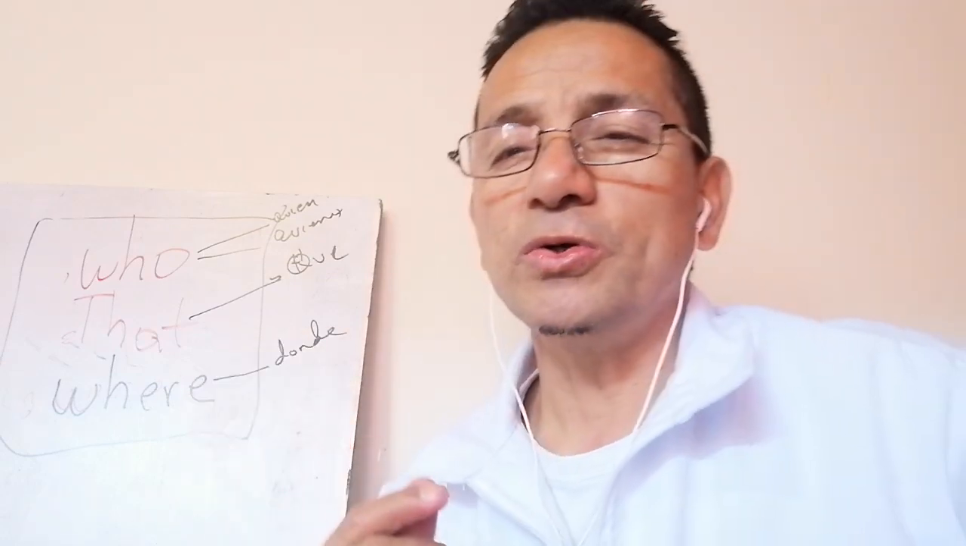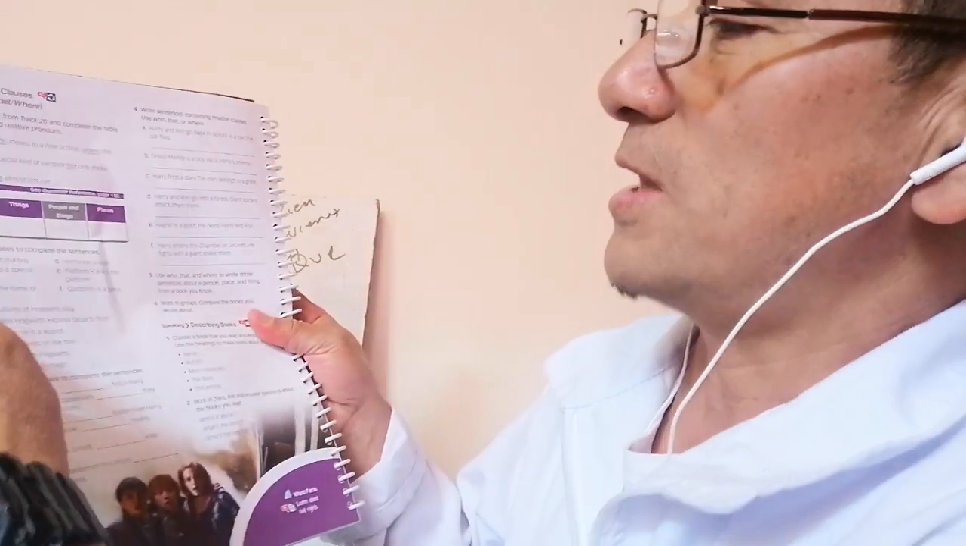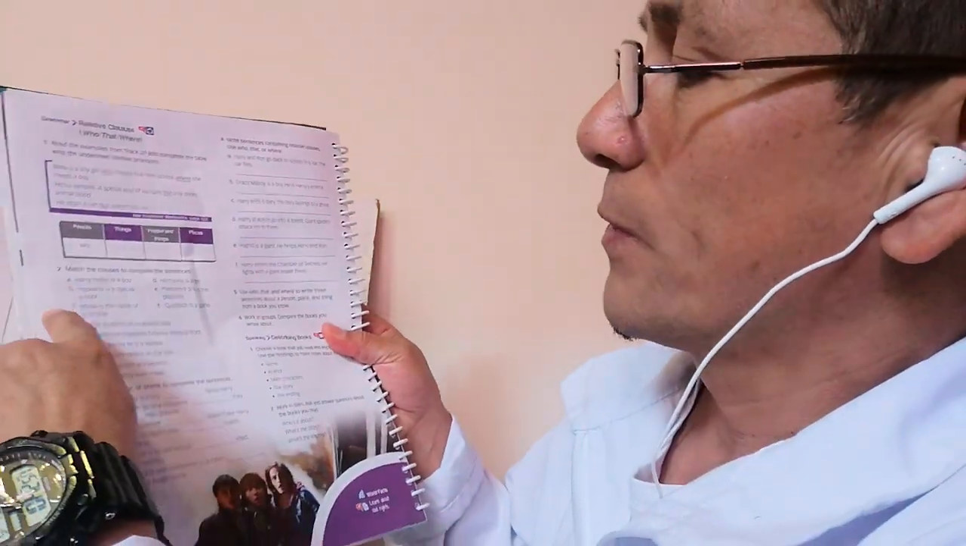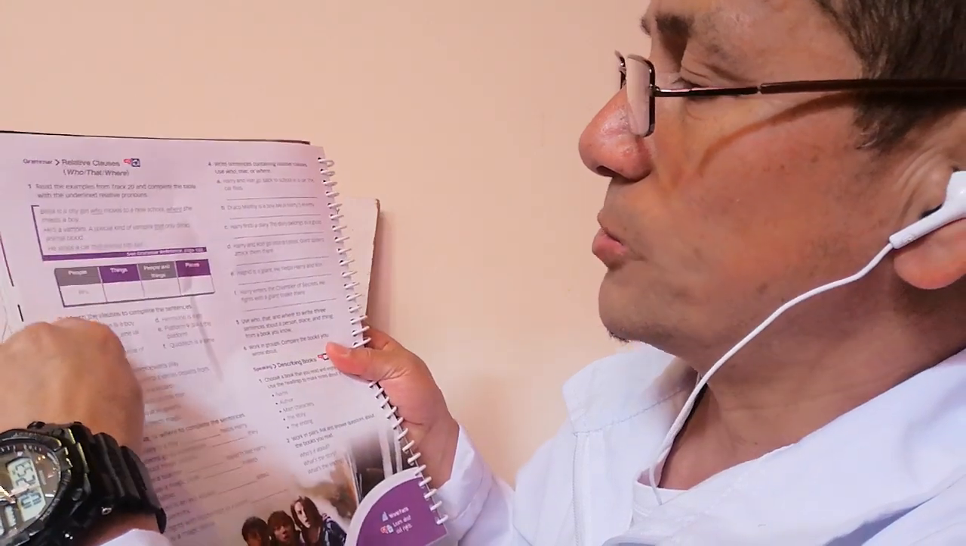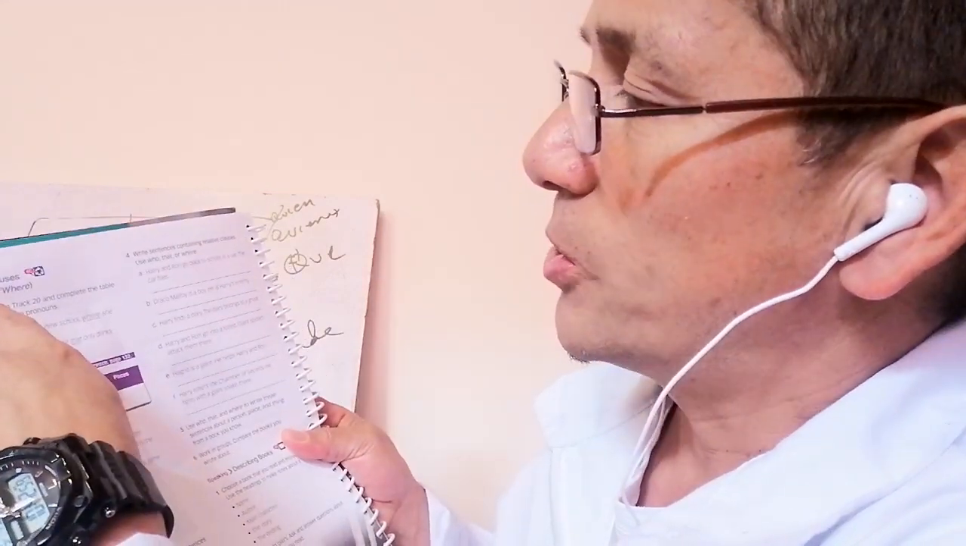That's what I want you to do in this exercise. So you're going to do exercise 2, 1, 2, 3, and 4. Okay? You're going to use these who, that, and where. And we're not going to have a speaking class, because we did already.